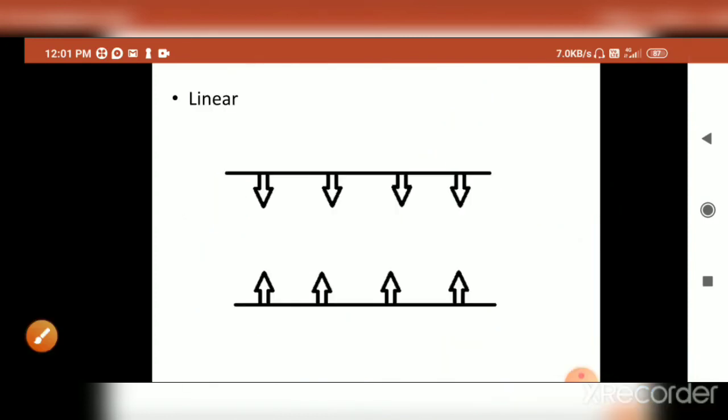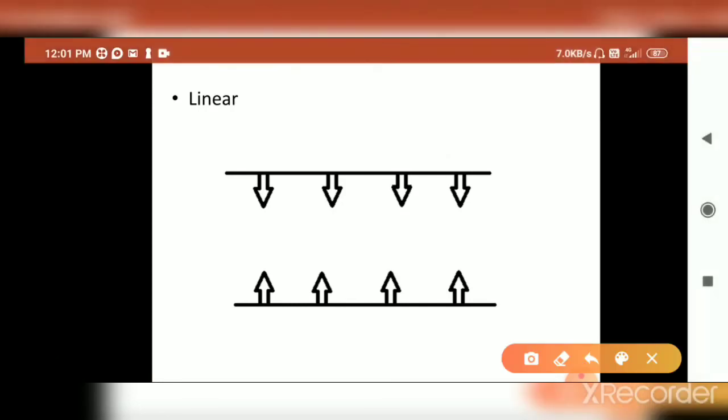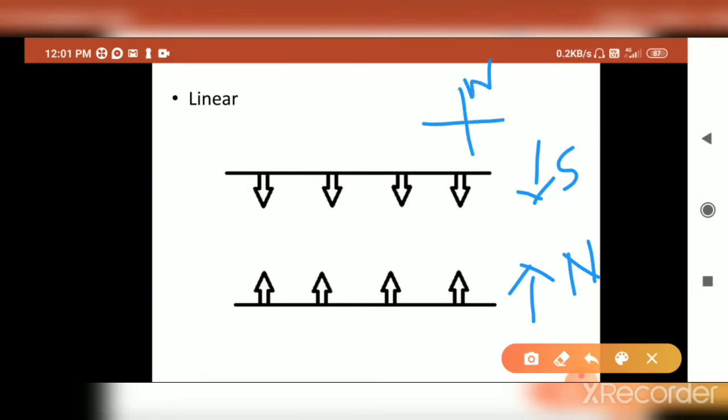Next, coming to the linear arrangement. In the linear arrangement, some are facing south and some are facing north. In circular and rectangular arrangements it is inwards or outwards, but in the linear arrangement it will be north and south. When they say a map, generally it will be north, south, west, east, right? So here also you have to imagine like that only.